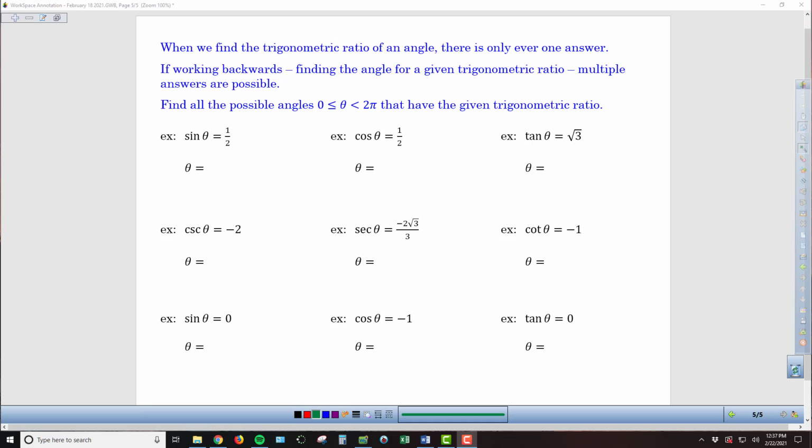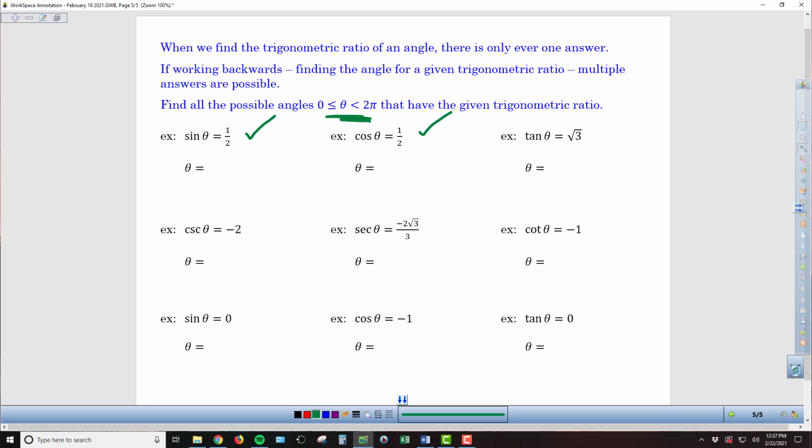Besides using the unit circle to go forwards, meaning if we know the angle, using the unit circle to find the sine or cosine or tangent ratio or the reciprocal ratios, we can also use the known ratio to figure out the angle. So in the examples that we have in front of us, the sine of the angle is known to be 1/2, or the cosine of the angle is known to be 1/2. And we want to know all of the possible angles between 0 and 2 pi, so one revolution around the circle, that have that trigonometric ratio.